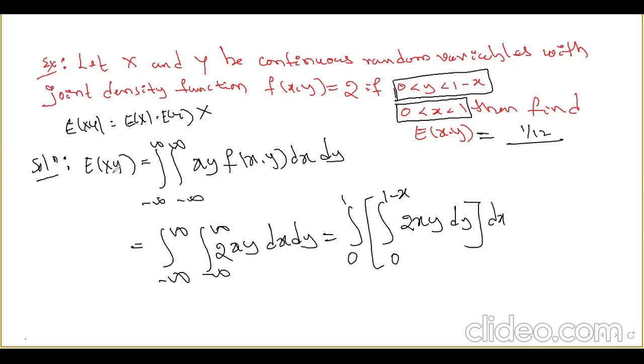So here expected value of xy equals double integration xy into f of xy dx dy. f of xy is 2, they have given, so we'll take 2 here, xy dx dy. So here first I will take dx outside. Here x has independent limits, but y has dependent limits. So that's why we'll take y inside. So integration 0 to 1, then integration 0 to 1 minus x, 2 times xy dy dx.